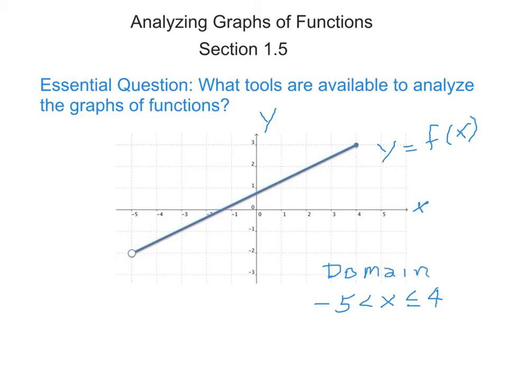So this would represent the domain. Now, what about the range? Well, the range is the y values. Now, if we look at the y values, we start at -2 and we go all the way up to 3. But again, notice at -2, we've got the open circle. So the range, in this case, would be -2 is less than y, is less than or equal to 3. So the range of this function would be -2 is less than y is less than or equal to 3.